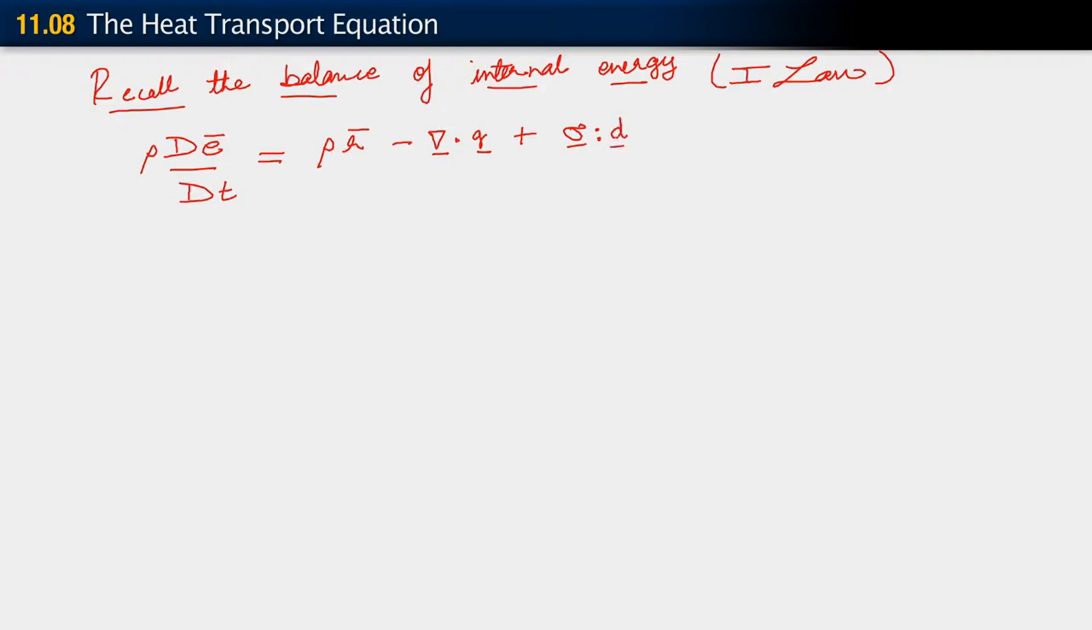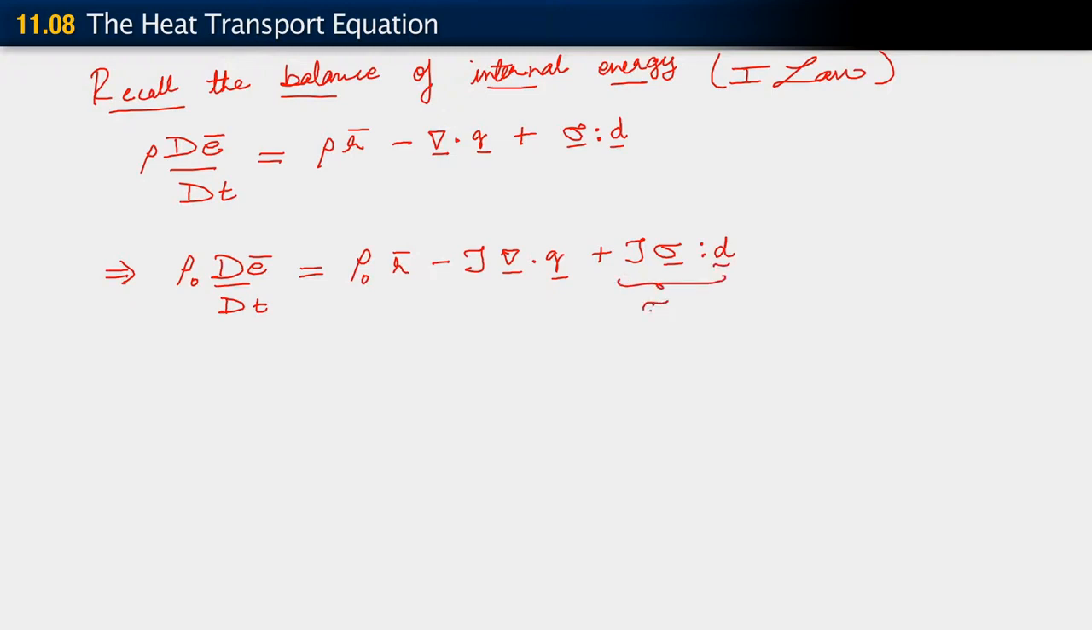I am straight away going to multiply this equation through by the determinant of the deformation gradient, so that I can now write this as rho naught times the material time derivative of internal energy equals rho naught R bar minus the Jacobian multiplying the divergence of Q, plus J sigma contracted with D. We observe that because we have J sigma, this is just tau contracted with D, but we also know that this is S contracted with E dot.